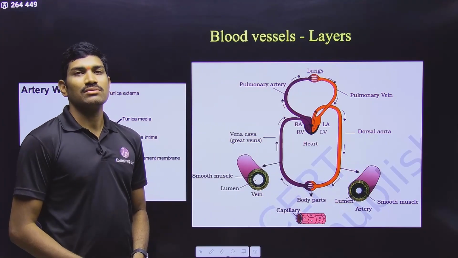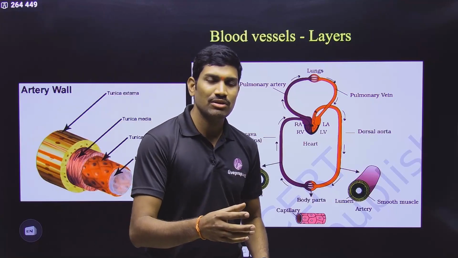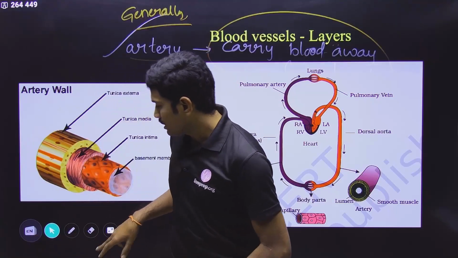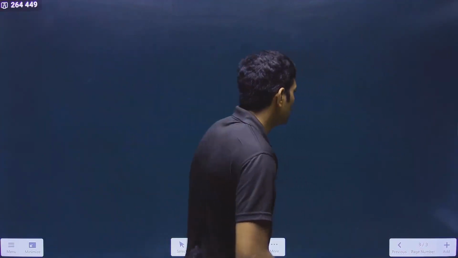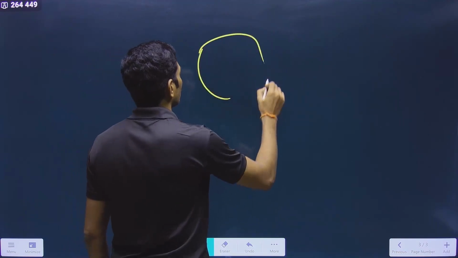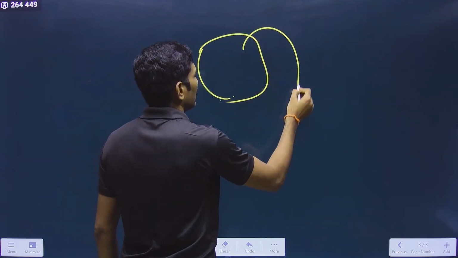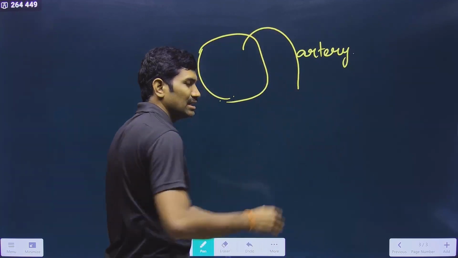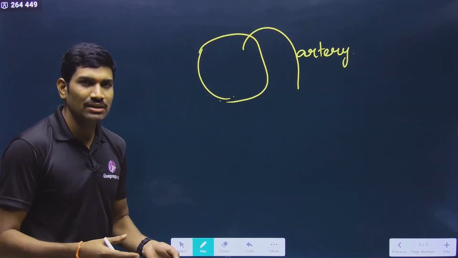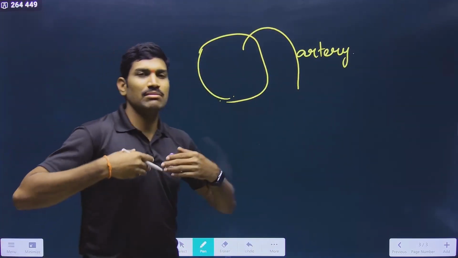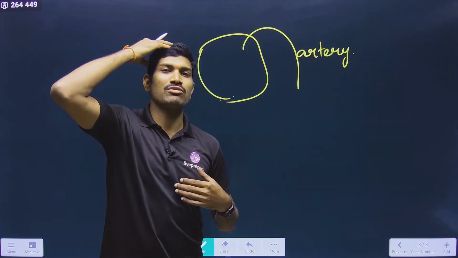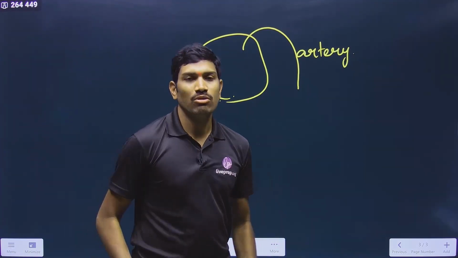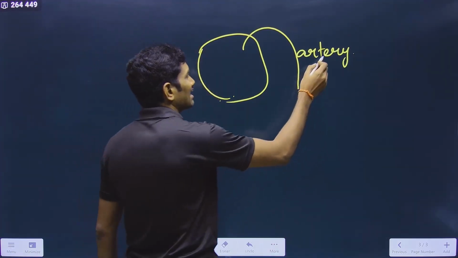What about the veins? Observe carefully here. There is a sequence. Suppose this is the heart. From the heart, arteries are going, but actually the initial one that comes out is called the aorta. Now it has so many branches. Some are taking blood to the upper part of the body, some to the lower part of the body. Whatever it is, it is an artery.